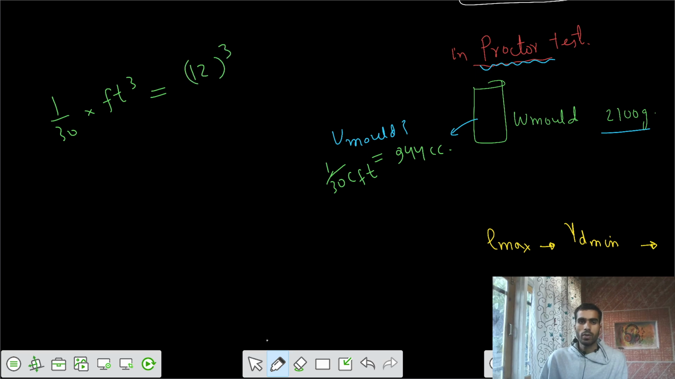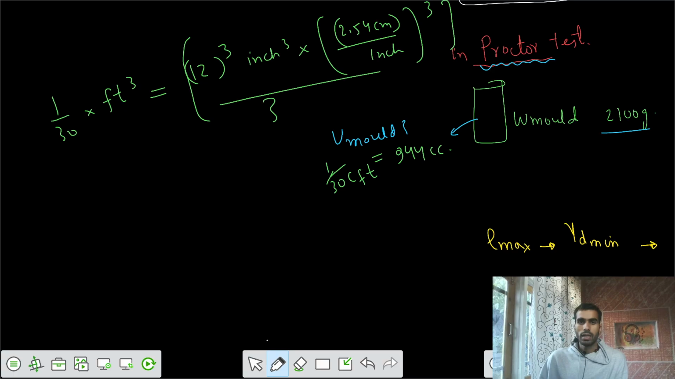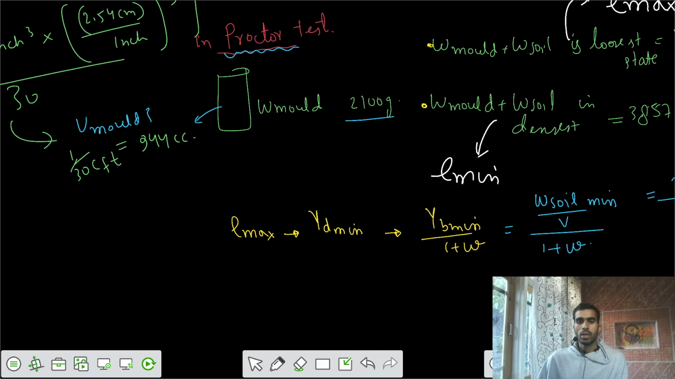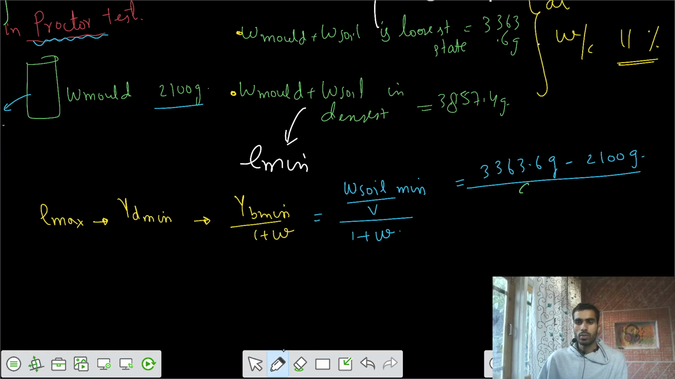So 12 inch cube, and 1 inch is 2.54 centimeters, that is 2.54 centimeters per 1 inch. We can take the cube of that, and divide by 30, so we get 944 centimeter cube. So we can substitute that 944 centimeter cube, and after that divide by 1 plus water content of 0.11.